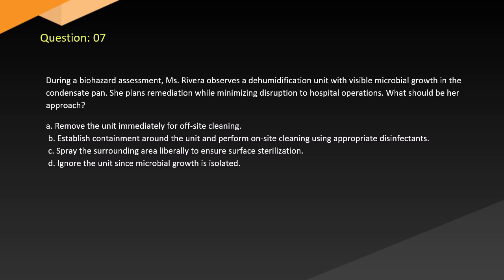Question 7. During a biohazard assessment, Rivera observes a dehumidification unit with visible microbial growth in the condensate pan. She plans remediation while minimizing disruption to hospital operations. What should be her approach? A. Remove the unit immediately for off-site cleaning. B. Establish containment around the unit and perform on-site cleaning using appropriate disinfectants. C. Spray the surrounding area liberally to ensure surface sterilization. D. Ignore the unit since microbial growth is isolated.